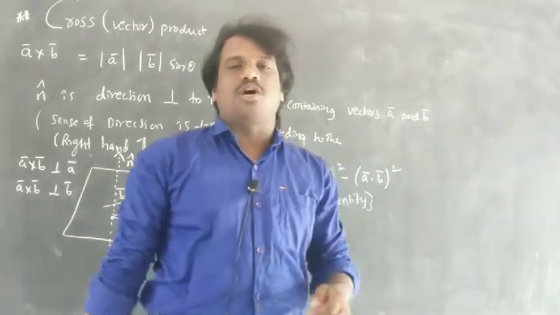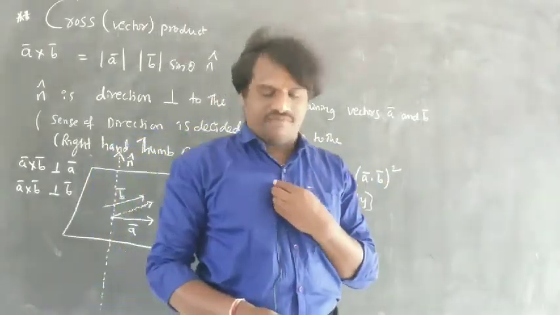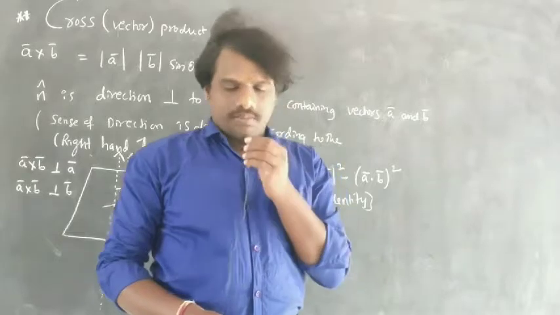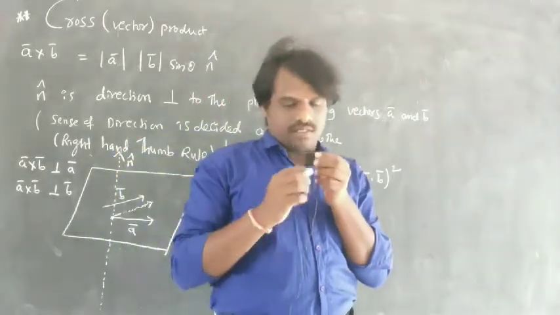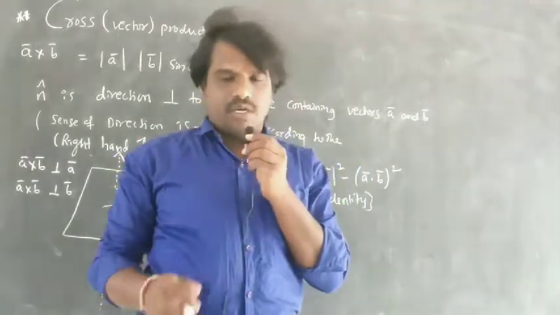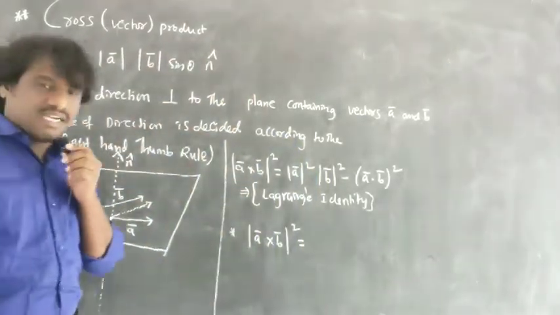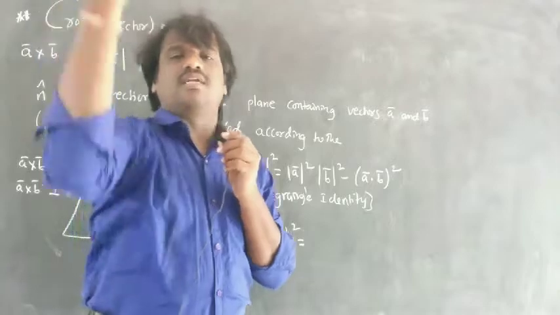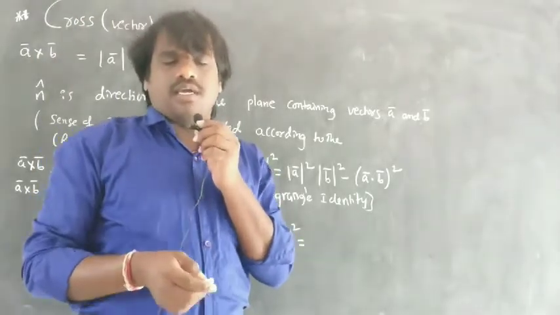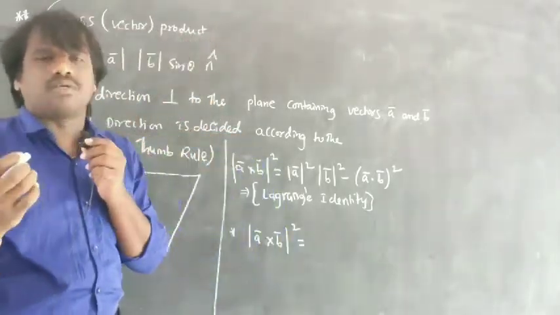Now we'll start the cross product, which is most important in physics. Now let us start the cross product and how to deal with it. It is used most in magnetism and electricity. Okay, let us discuss the cross product.